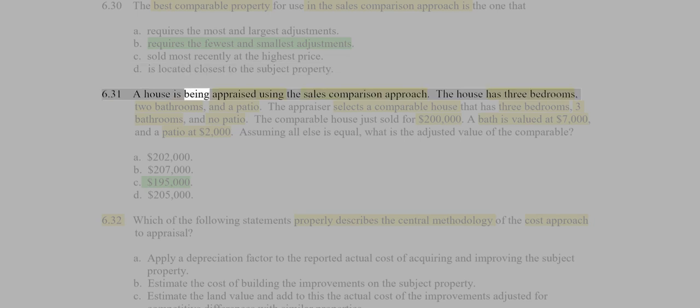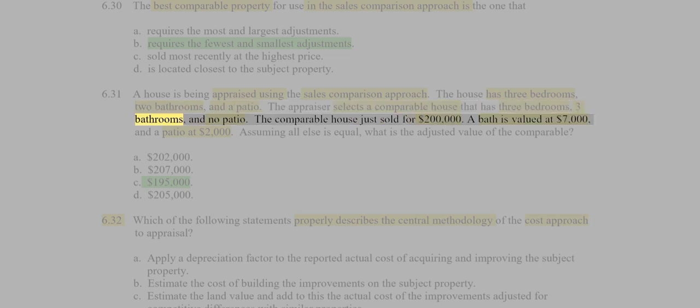6.31 A house is being appraised using the sales comparison approach. The house has 3 bedrooms, 2 bathrooms, and a patio. The appraiser selects a comparable house that has 3 bedrooms, 3 bathrooms, and no patio. The comparable house just sold for $200,000. A bath is valued at $7,000, and a patio at $2,000. Assuming all else is equal, what is the adjusted value of the comparable?